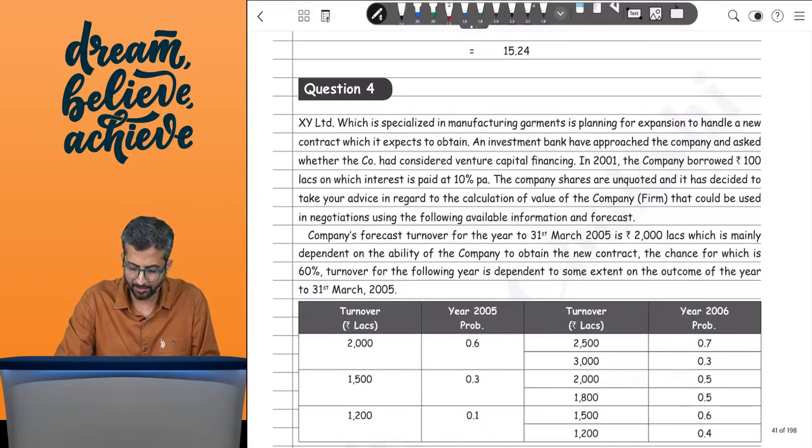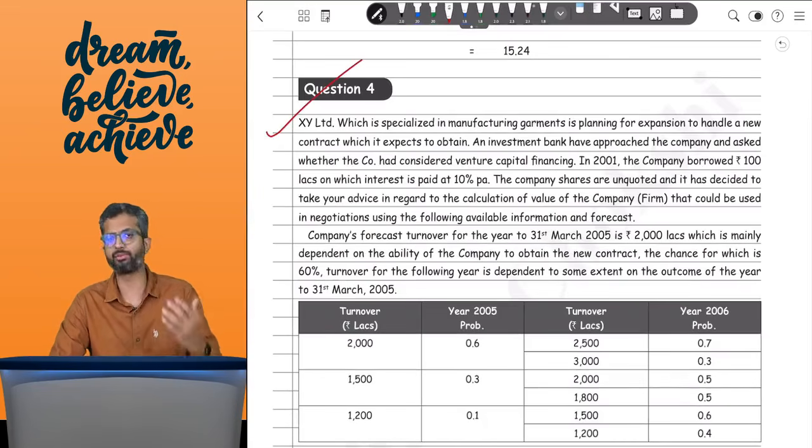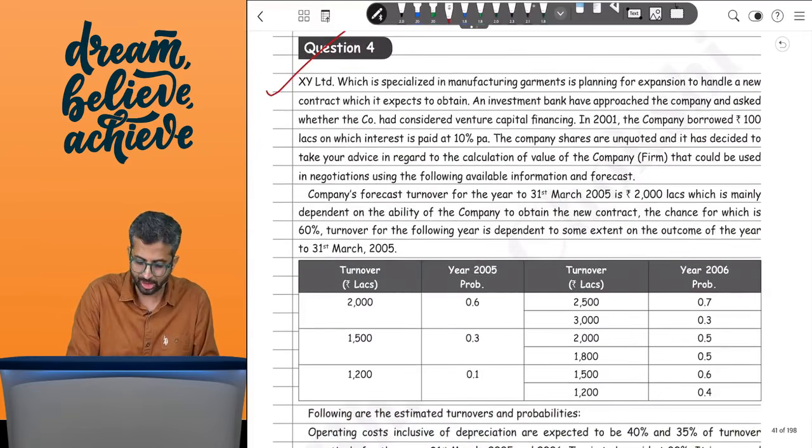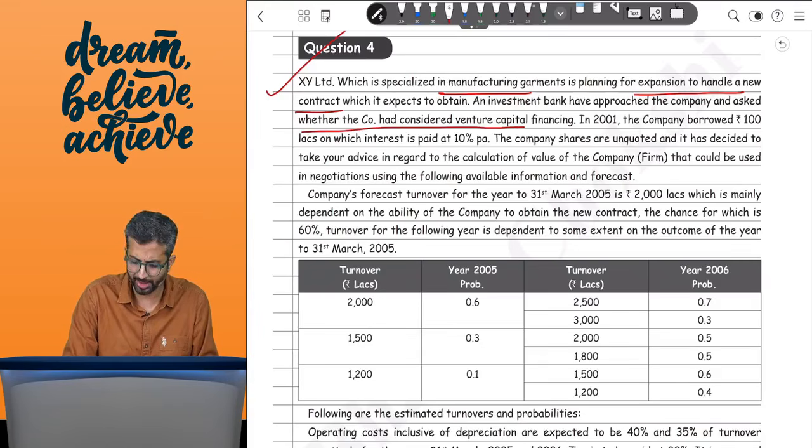Now question number 4 is similar to a valuation question, where you have to find the price that you are willing to pay considering the present value of future cash flows. So XY, which is specialized in manufacturing garments, is planning for expansion to handle a new contract which it is expecting to obtain. An investment bank has approached the company and asked whether the company has considered venture capital financing. In 2001, the company had borrowed 100 lakhs, which had an interest of 10% per annum.